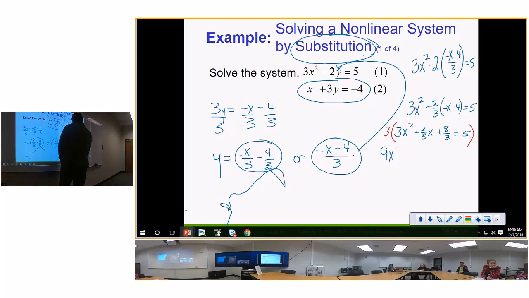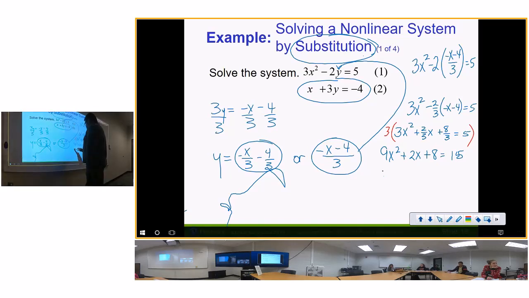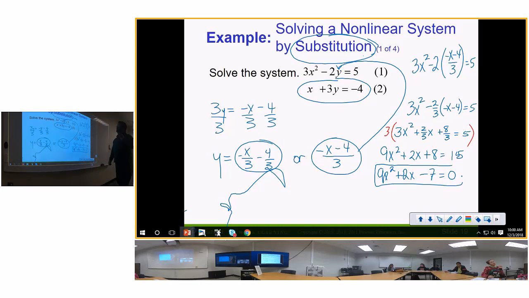9x squared plus 2x plus 8 is equal to what? 15. Now bring that 15 over, and that's going to be 9x squared plus 2x. And what's 8 minus 15? So that's minus 7. Minus 7 is equal to 0. And solve that, and you see where they intersect.